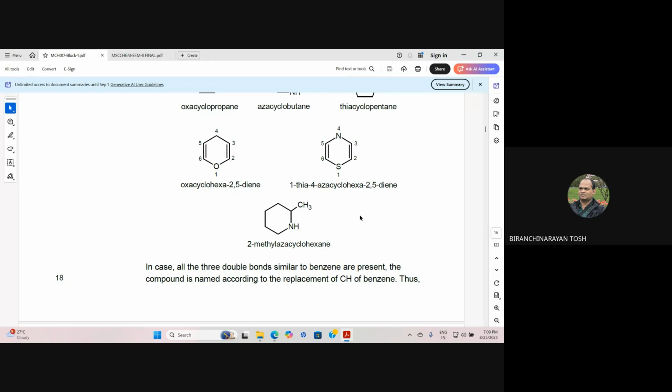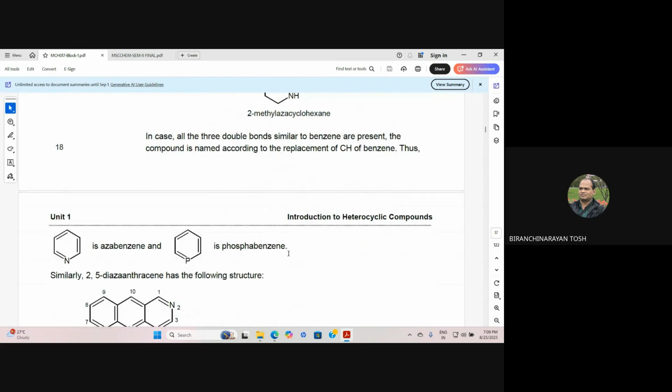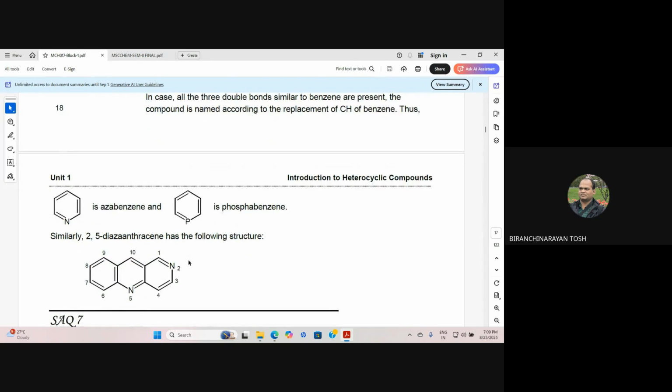If all 3 double bonds are similar to benzene, here 2 double bonds are there, if you move to 3 double bonds, then we will use the suffix benzene, because the CH is removed by the heteroatom. So it will be azabenzene, this will be phosphabenzene, like this.